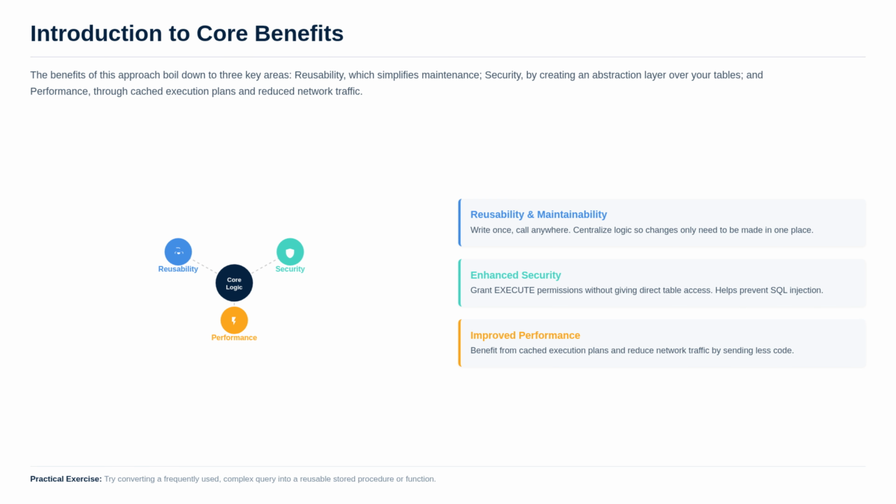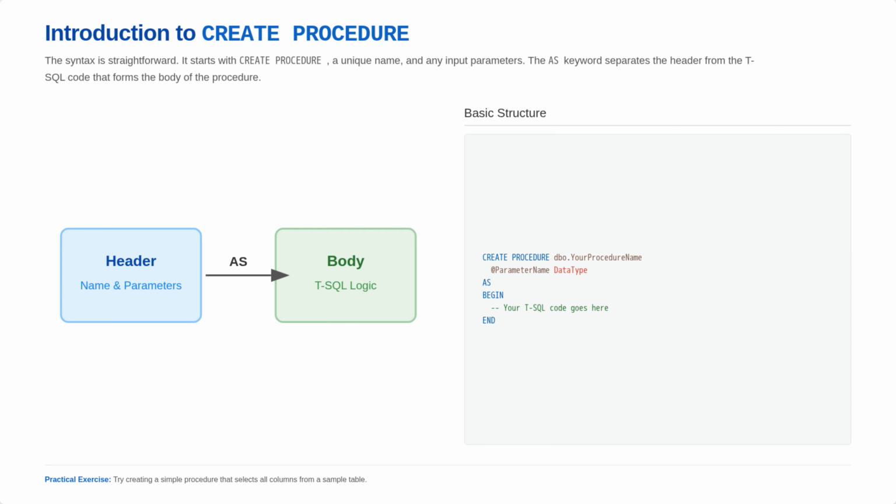The benefits boil down to three key areas: reusability, which simplifies maintenance; security, by creating an abstraction layer over your tables; and performance, through cached execution plans and reduced network traffic. The syntax is straightforward. It starts with create procedure, a unique name, and any input parameters. The AS keyword separates the header from the T-SQL code that forms the body of the procedure.